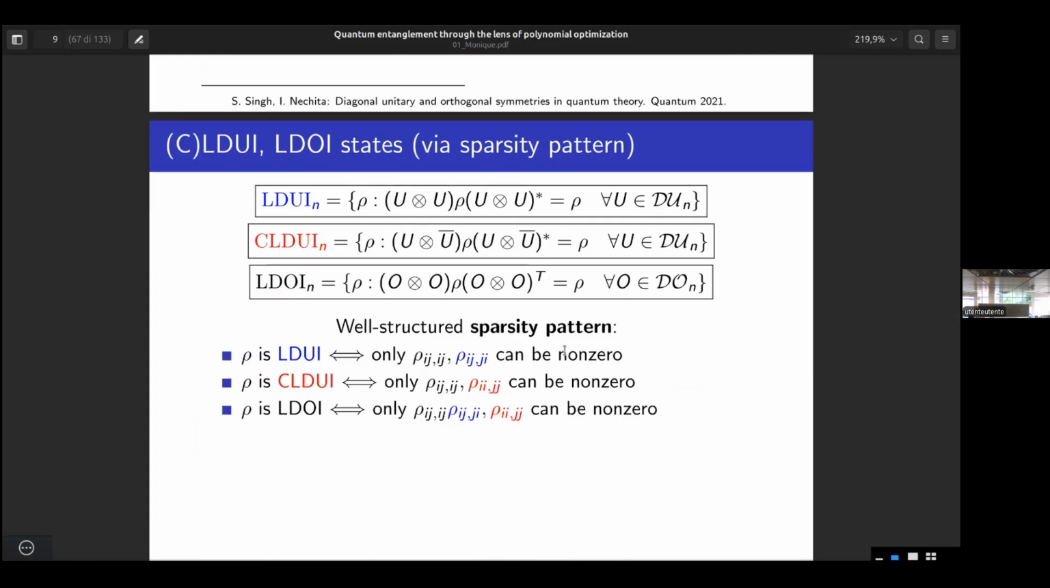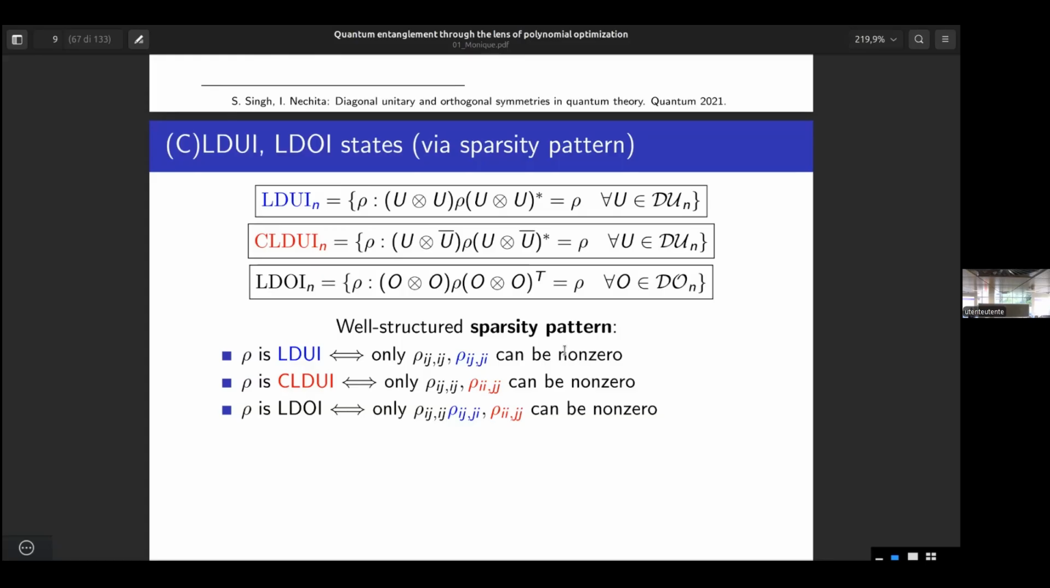So this is the original definition of the classes by invariance. And now this invariance property has as a consequence a very nice sparsity pattern on the matrices. Sparsity pattern means that these are matrices with a lot of zeros, and these zeros are very well positioned. This will make such objects block diagonal.